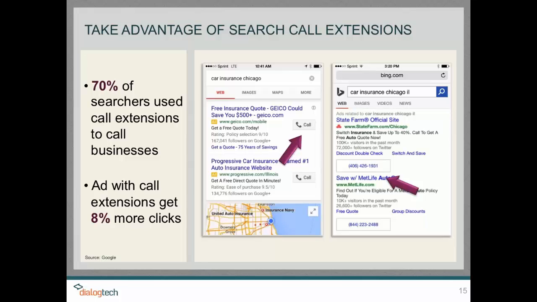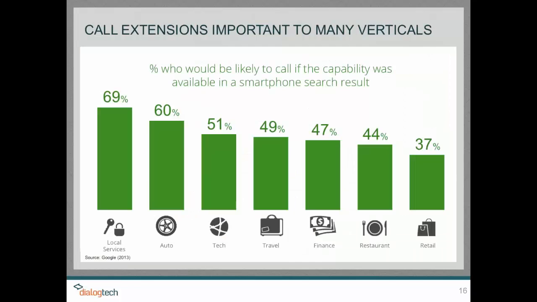And also, for ads that show call extensions, even if someone doesn't click on the call extension and instead clicks on the link to visit your website, that person is 8% more likely to do that. So someone who sees an ad with a call extension is 8% more likely to click through to your ad. So even if you're not generating the call at the SERP level, you still will be getting a higher level of click-through rates and engagement on your ads if you use call extensions. So call extensions are really important in many verticals.